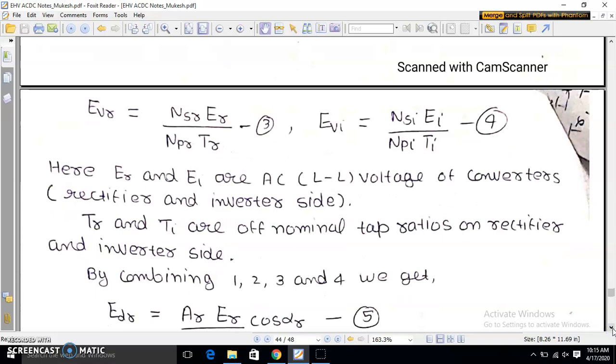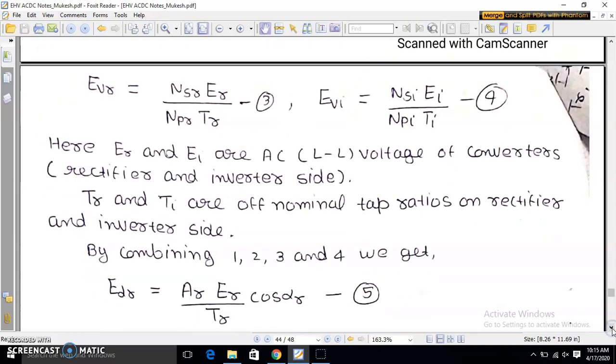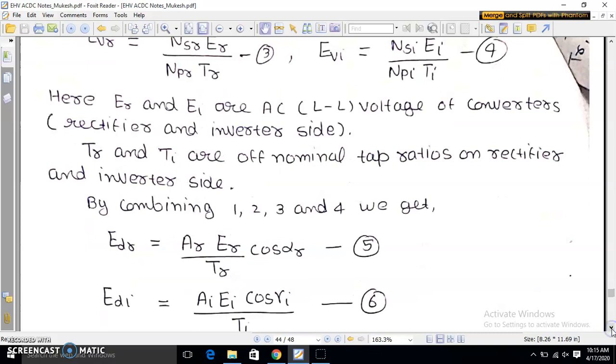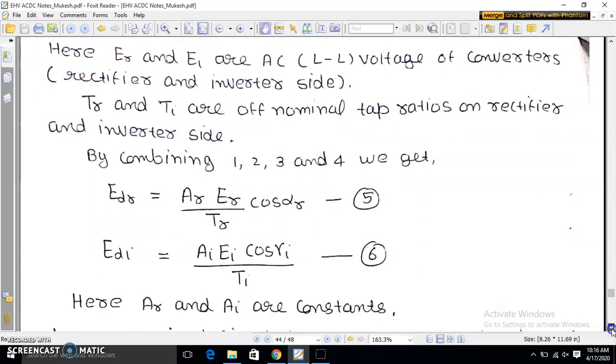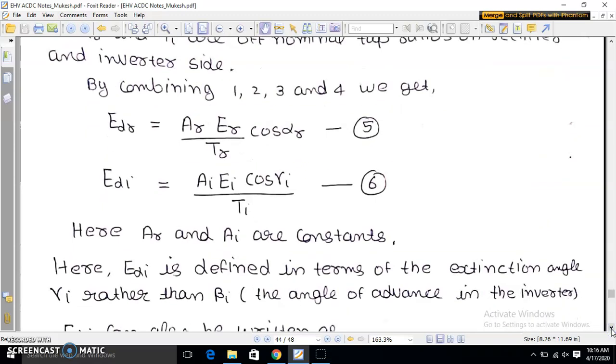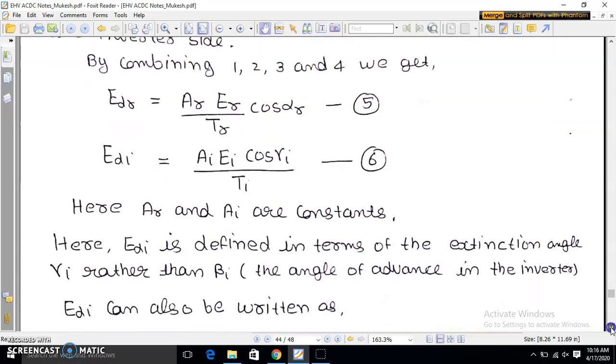By combining 1, 2 and 3, 4, we get EDR equal to AR ER divided by TR cos alpha R, given in equation 5, and EDI is given as equation 6. Here AR and AI are constants. Here E alpha I is defined in terms of the extinction angle gamma I rather than beta I, the angle of advance in the inverter.